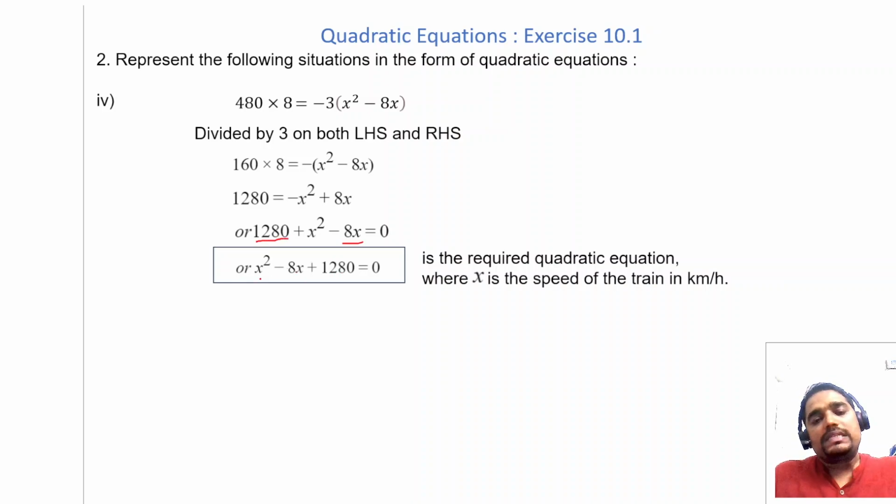So with this, what happens? This is the required equation, that is x square minus 8x plus 1280 equals 0 is the required quadratic equation, where x is what? x is the speed of the train in kilometers per hour.